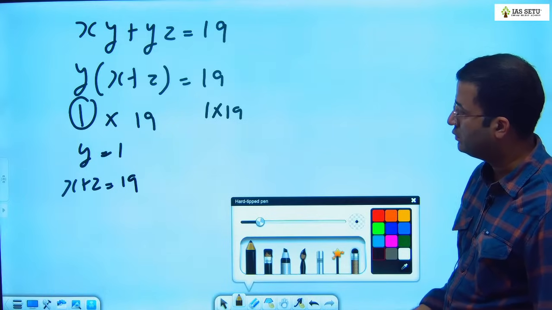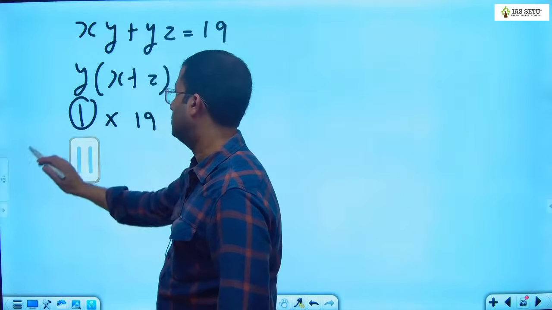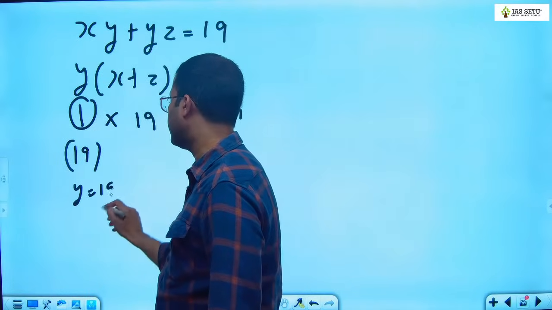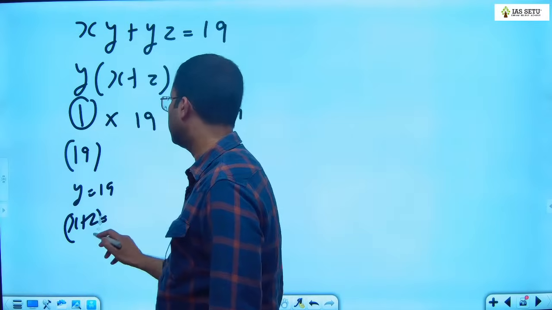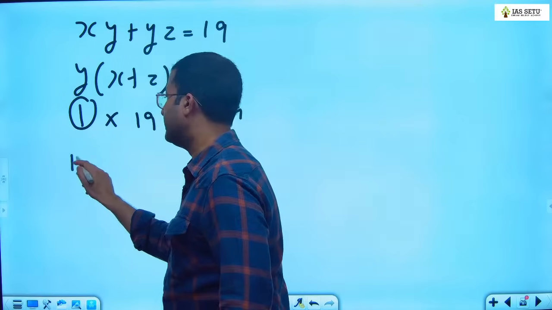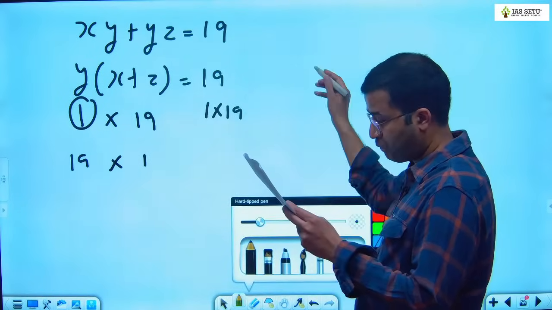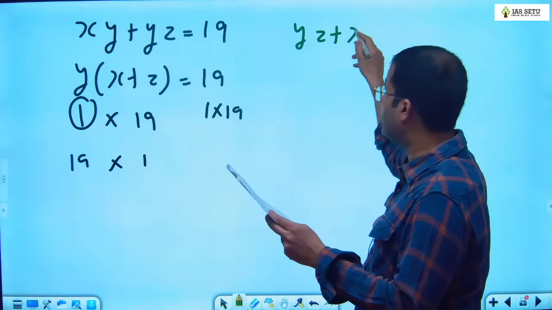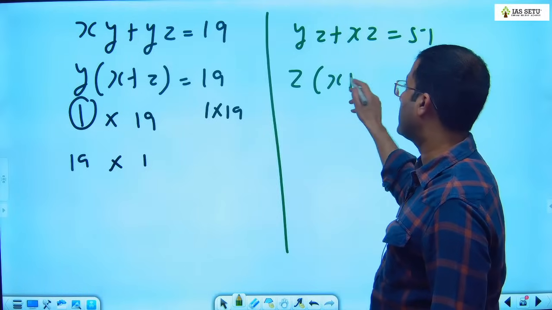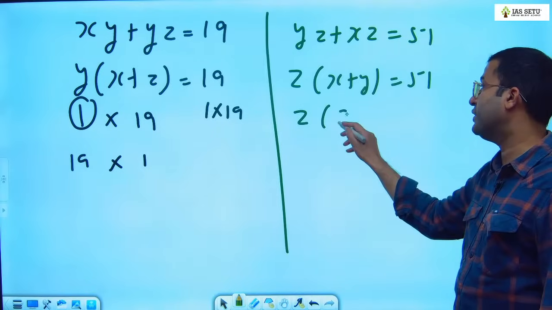Or the reverse: y is equal to 19, x plus z is equal to 1. Two possibilities are formed. Then the second statement is yz plus xz is 51. Take z common, x plus y is 51. We break it as 3 into 17.